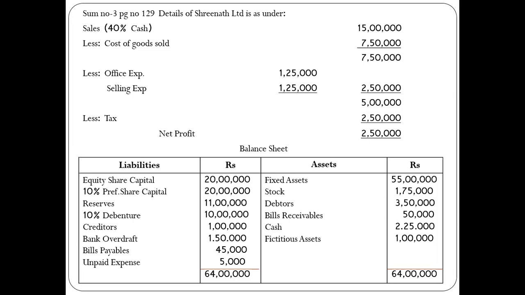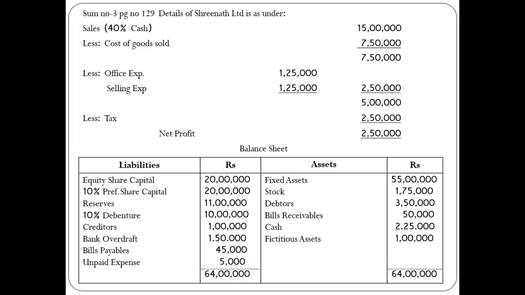The sales is given as 15 lakh, less cost of goods sold, which is given as 7,50,000. Whatever amount we get, 7,50,000, will be treated as gross profit. Then office expense and selling expense have been deducted, 2,50,000, 1,25,000 each. Then we got the profit of 5 lakh, and less tax we got the profit of 2,50,000. Okay, so it will be net profit.